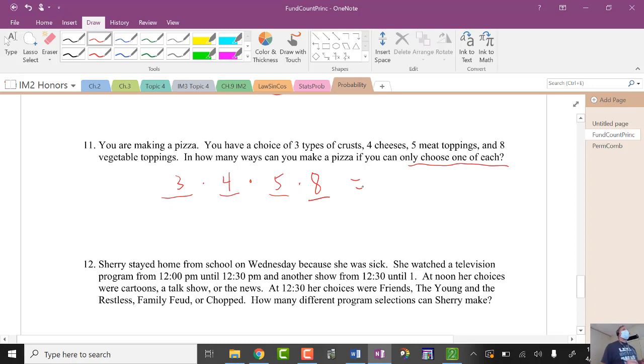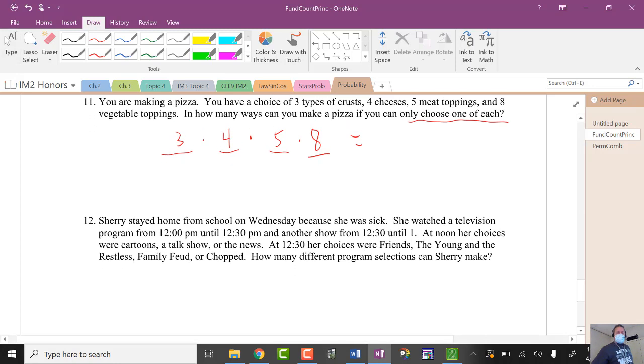This would be what would happen. It changes if you can add multiple toppings. It'd be rough. All right, and then you can calculate that and type it on your calculator. I'm not here to teach how to type 3 times 4 times 5 times 8.